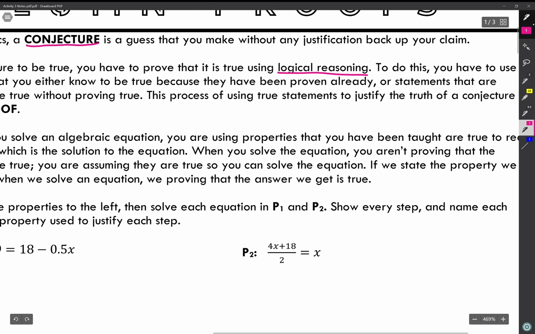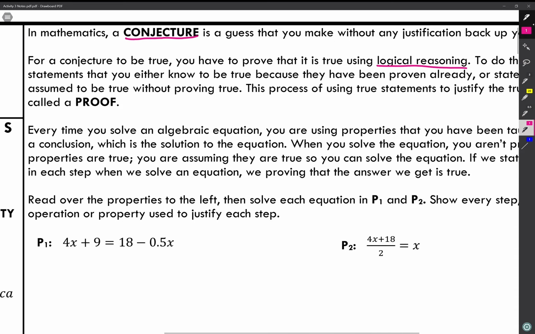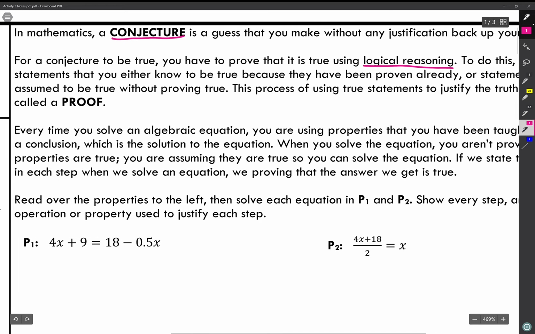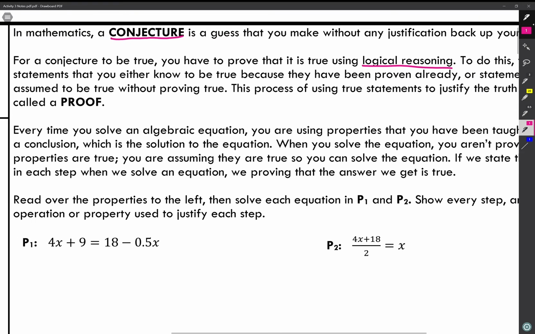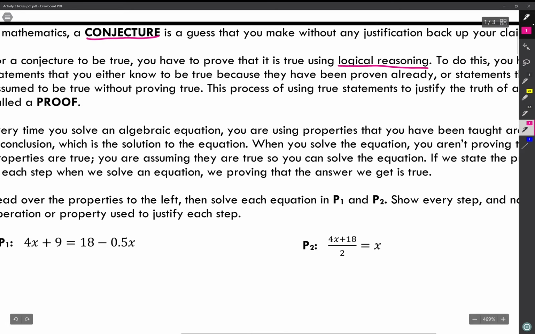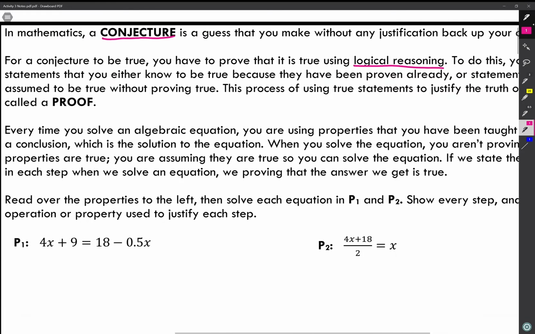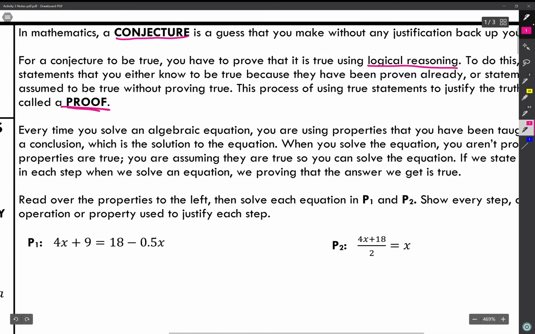To do this, you have to use statements that you either know to be true because they've been proven already, or statements that are assumed to be true without proving. These are what we call postulates. These postulates that we've already done before are statements that we assume to be true without having to prove them, and we will use these to prove other things. So this process of using true statements to justify the truth of a conjecture is called a proof. We can formalize justifying statements and proving things by calling it a proof, and that's what a mathematical proof is.